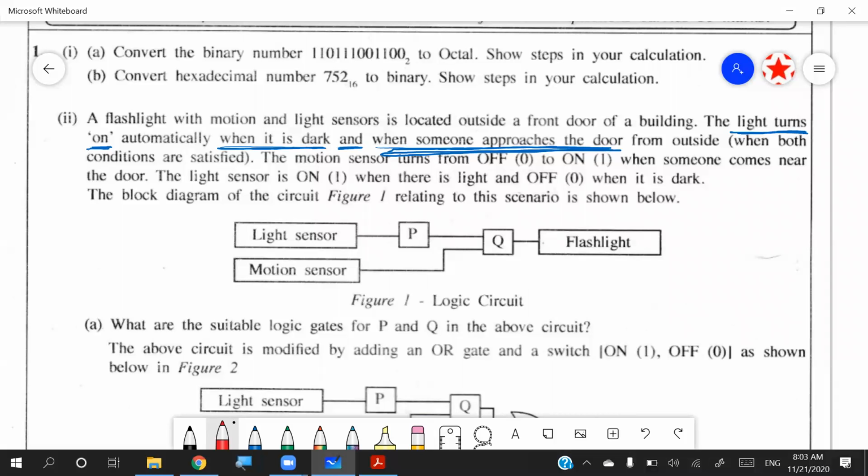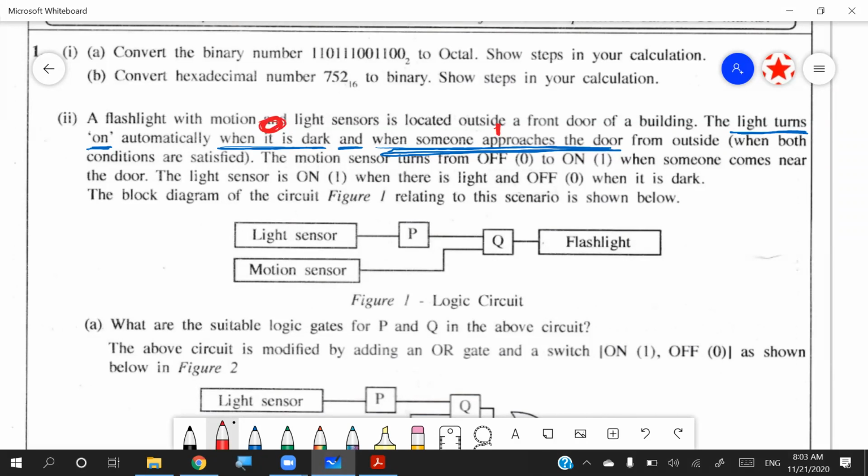From that it says the motion sensor turns from off to on when someone comes near the door. So when someone approaches the door, it is 1, indicated by 1. And the light sensor is on when there is light and off when there is dark. So dark means it is off, which means it is 0.